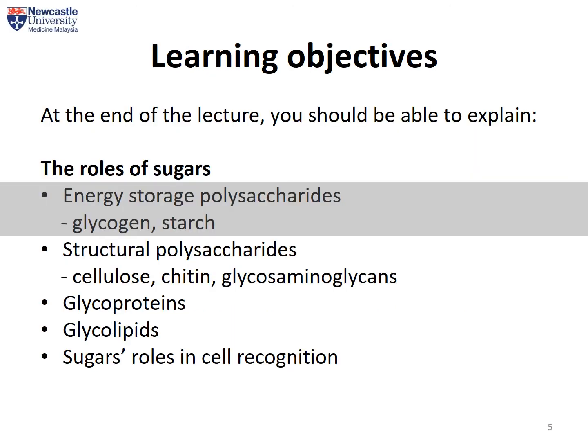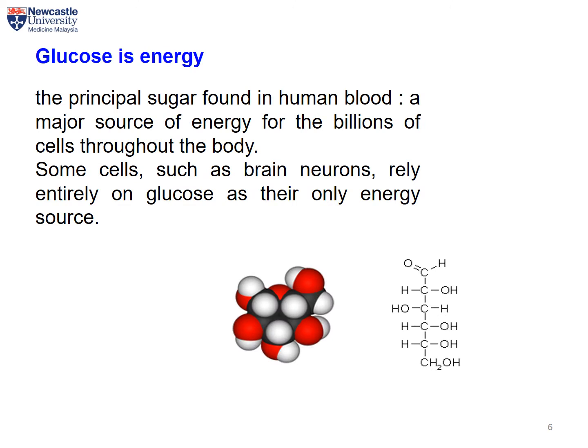And now we'll proceed with the first learning outcome of this lecture, which is the roles of sugar acting as energy storage molecules. We all know that sugar or glucose is for energy. This is exactly why glucose is the principal sugar found in our bloodstream. Some cells, especially the brain neurons, consume glucose as the only source of energy, except during starvation, when they may utilize ketone bodies as an alternate source of energy.